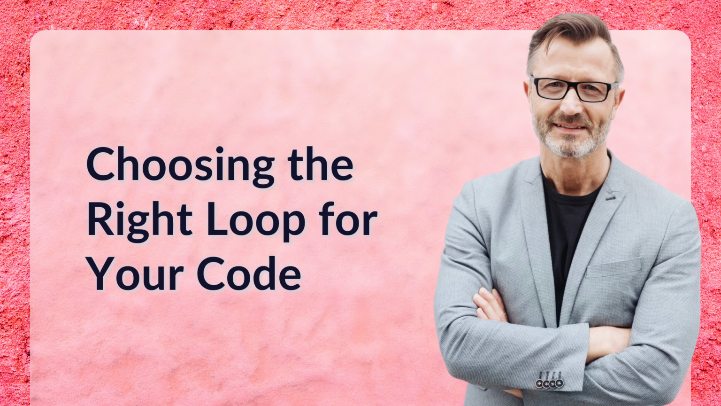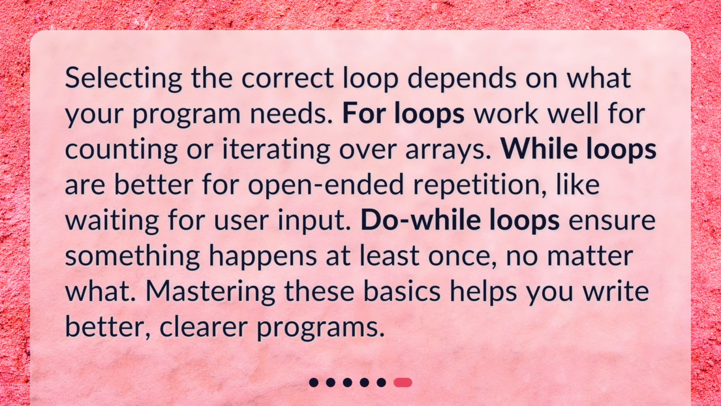Choosing the right loop for your code. Selecting the correct loop depends on what your program needs. For loops work well for counting or iterating over arrays. While loops are better for open-ended repetition, like waiting for user input. Do-while loops ensure something happens at least once, no matter what. Mastering these basics helps you write better, clearer programs.